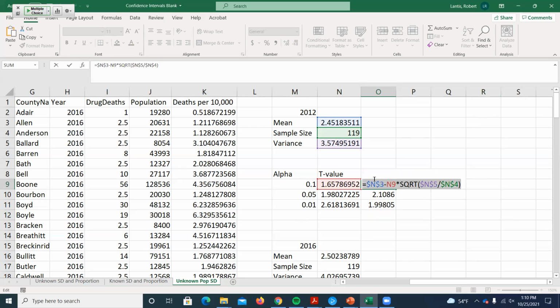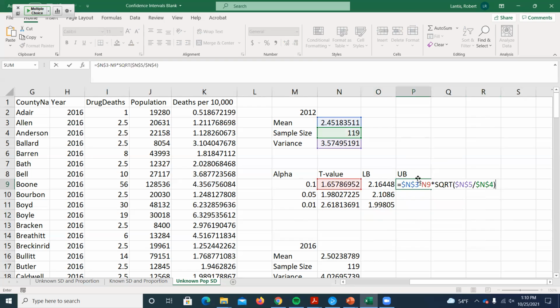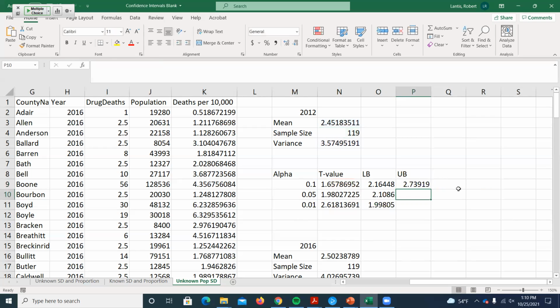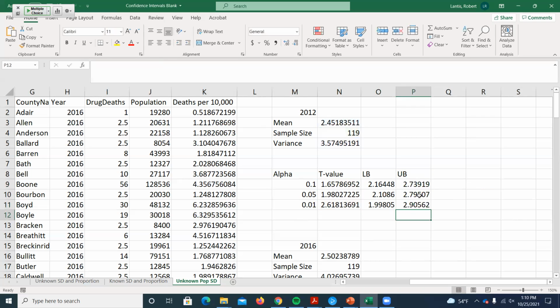Okay, and then to get the upper bound, I just double clicked on that cell so I can see the formula. I'm going to copy, hit enter to get out of the cell, paste it in. When I use this method, none of the cell references update, so everything should be the same. But now to get my upper bound, I just add that margin of error instead of subtract it. Now when I copy this down, it keeps updating that t-value.